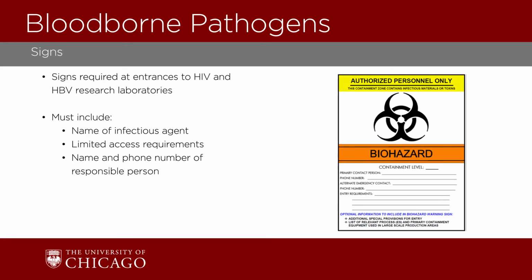Signs are required to be posted at the entrances to any work areas of HIV and hepatitis B research laboratories and production facilities. The sign must contain the name of the infectious agent, special entry requirements, the name and phone number of the responsible person, and the biohazard symbol. As with labels, the signs must be fluorescent orange or red, with letters and symbols in a contrasting color to the background.